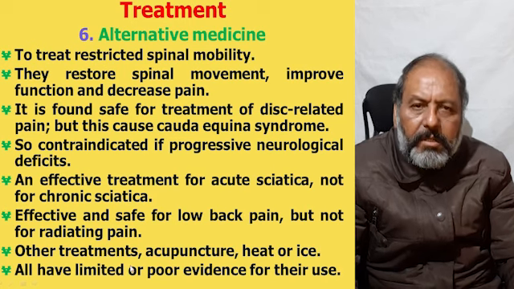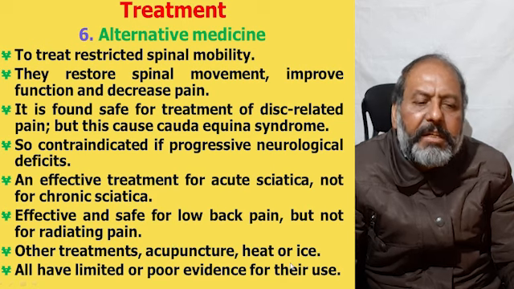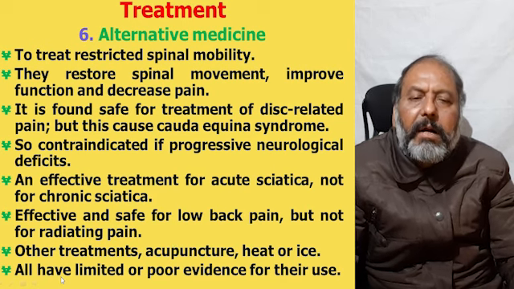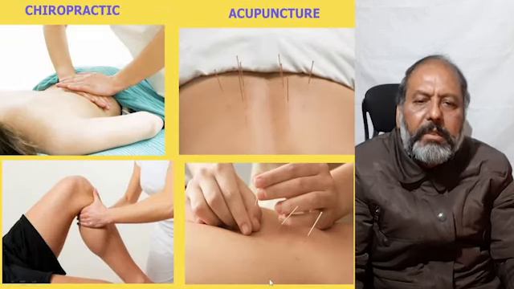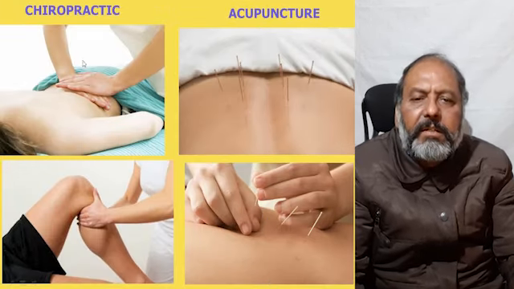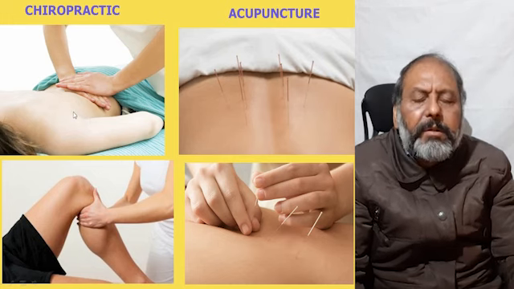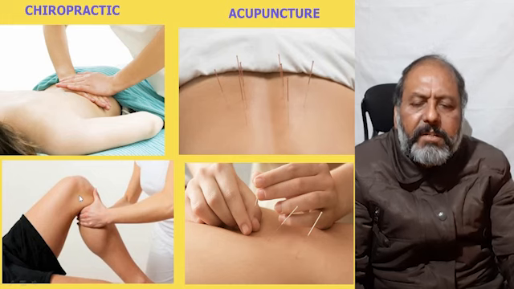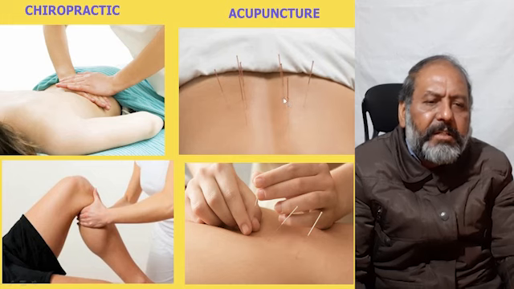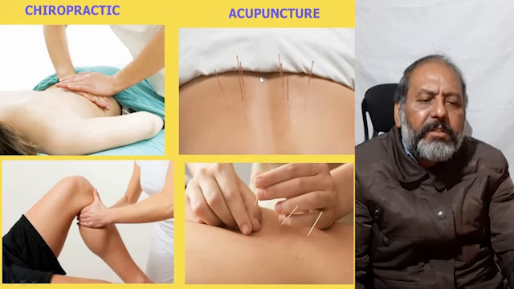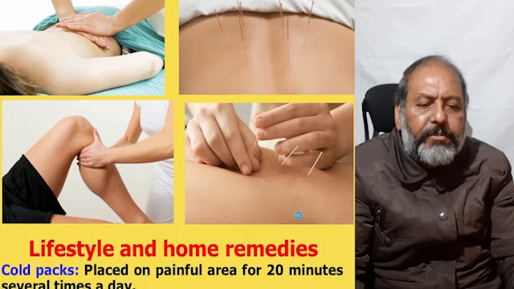Other treatments which are being used for sciatica relief are acupuncture, heat, or ice pads. All have limited or poor evidence for their use. So here one can see the chiropractic procedure giving relief and manipulating the back. Similarly on the leg, and the acupuncture, putting needles on some special points to give relief from the pain. So these are the needles of acupuncture.